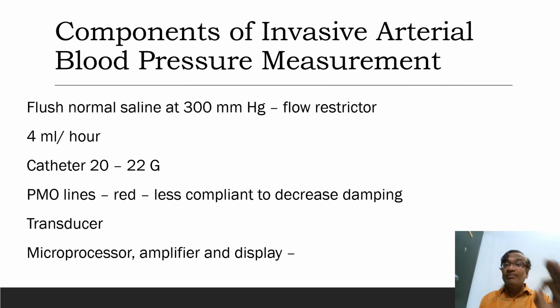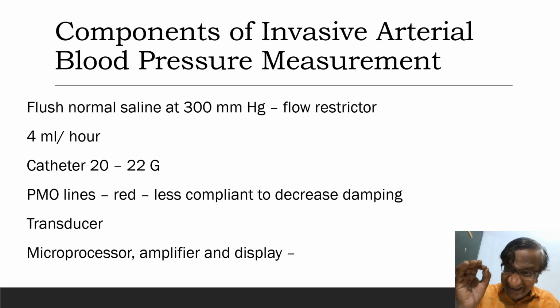Now we will go to the components of invasive arterial blood pressure monitoring. What is that? You put a line in the artery, connect it and monitor it. That is what is called invasive arterial blood pressure. Now, what are the components?